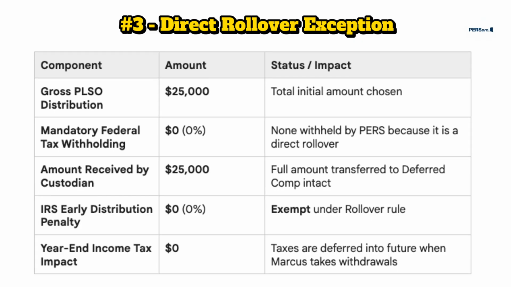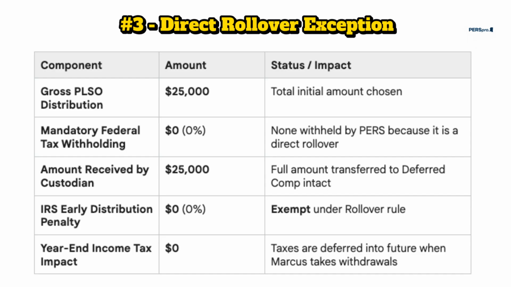Tax implications: because the money moves directly from trustee to trustee without Marcus ever touching it, $0 is withheld for federal income tax withholding purposes. The entire $25,000 PLSO transfers into his deferred comp account intact. The 10% penalty: Marcus pays $0 in penalties. A direct rollover to an eligible retirement plan is fully exempt from the 10% early distribution penalty.